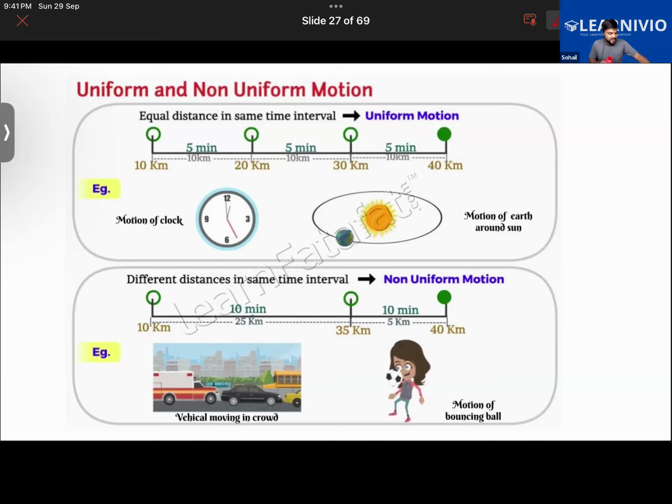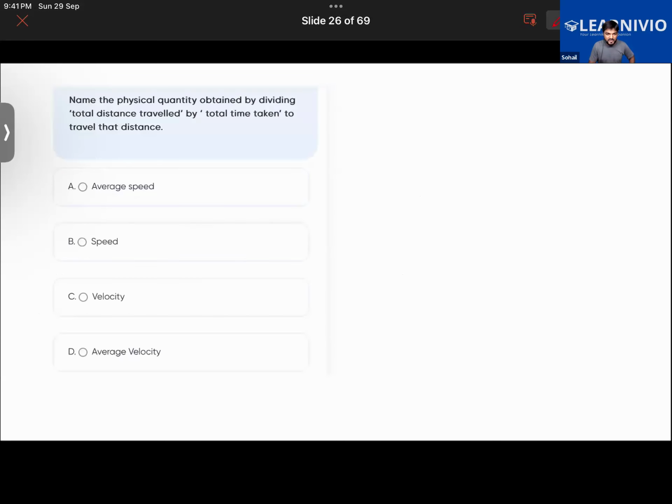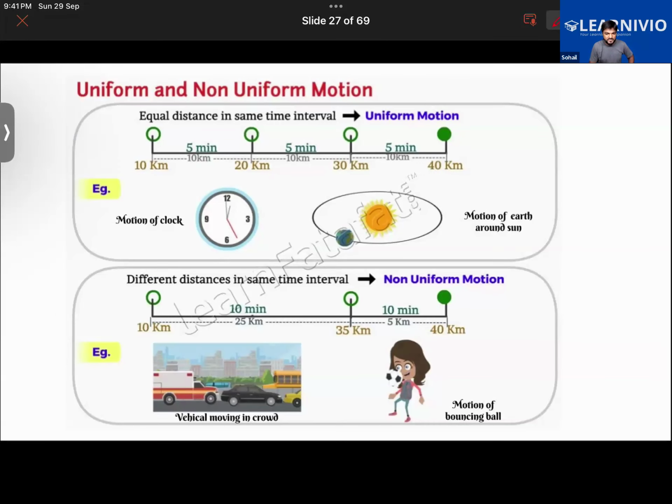So what we're seeing here is that unequal distance is being traveled in the given time period. That vehicle might be stuck in the traffic. That's why the speed slowed down. It covered only 5 kilometer in a duration of 10 minutes. Earlier, it covered 25 kilometer in a duration of 10 minutes. So when a body covers different distances in different time gaps, it is said to have a non-uniform speed. Getting it, guys? It is said to have a non-uniform speed.